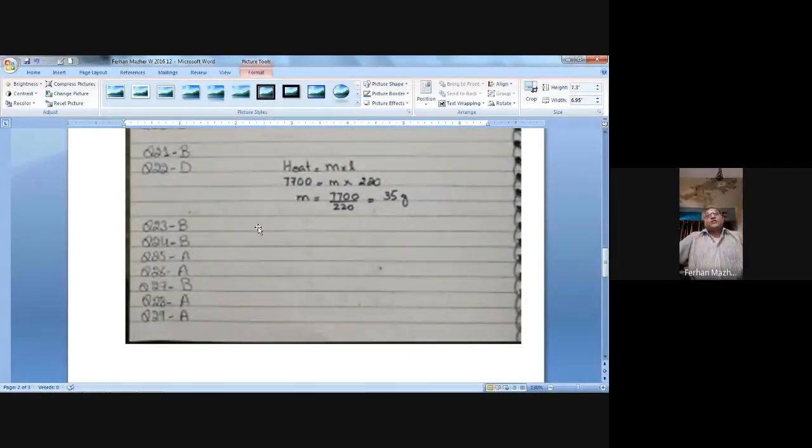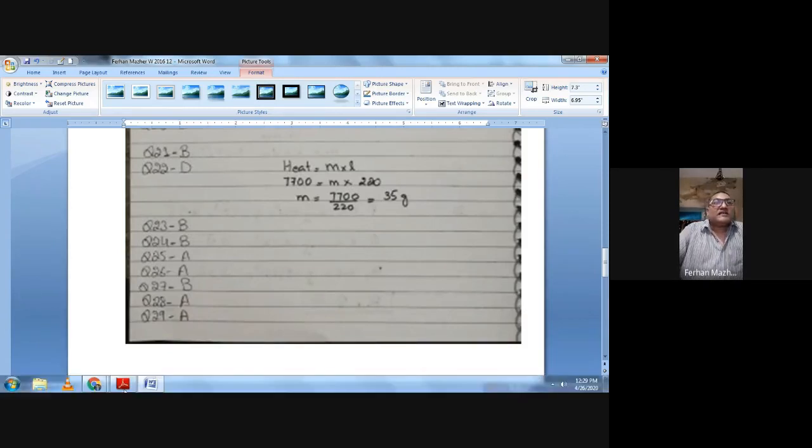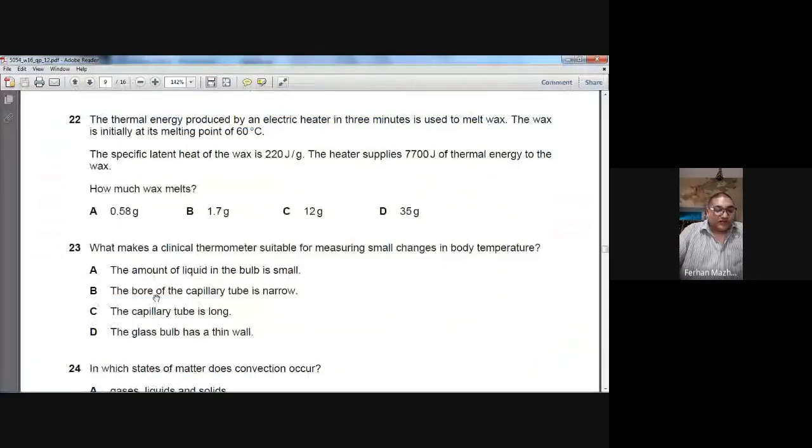The amount of heat provided is given, 7700 joules. The mass of the wax which will be melted is our question, and the specific latent heat is also given, 220. So when I make m alone, 7700 divided by 220 equals 35 grams. So 35 grams of that wax will be melted. So D is the option for question number 22.